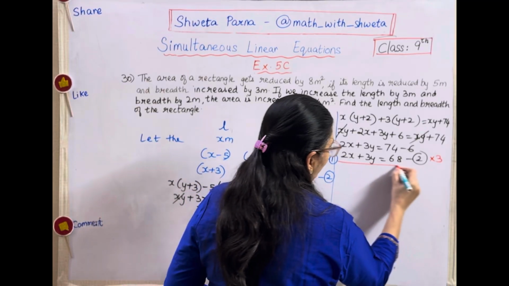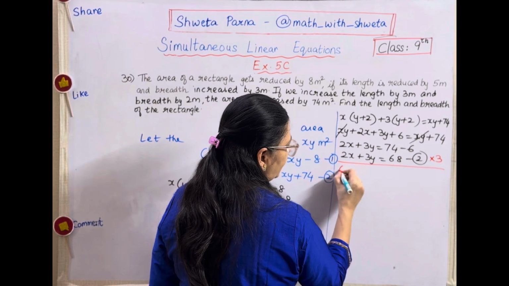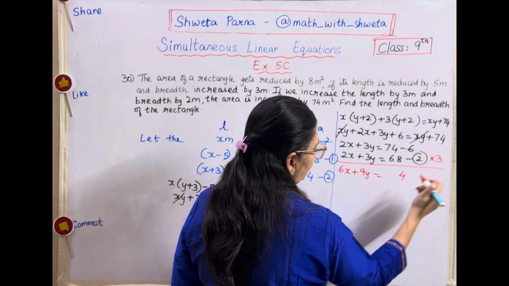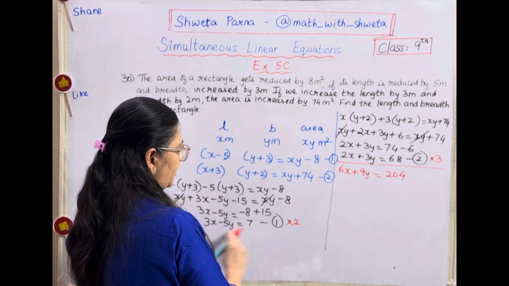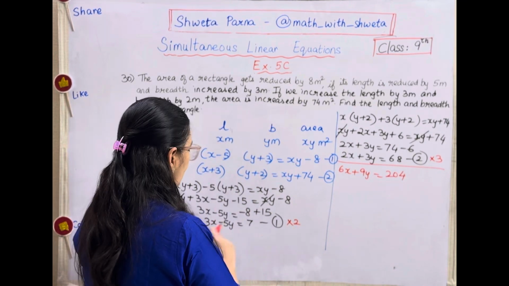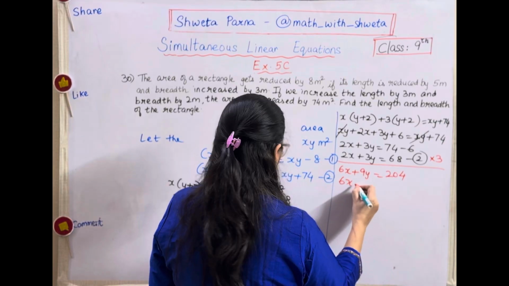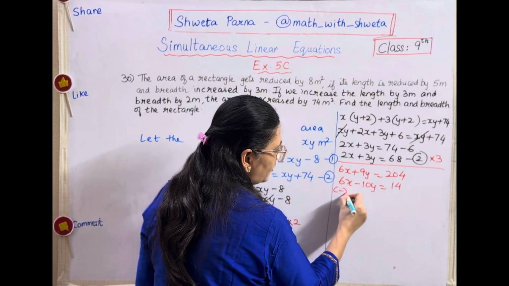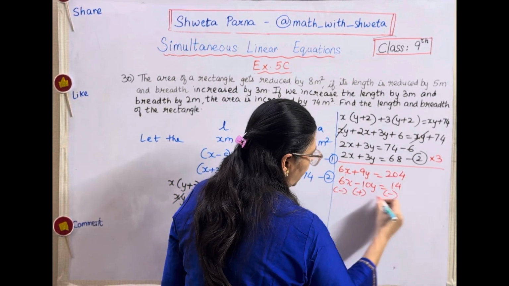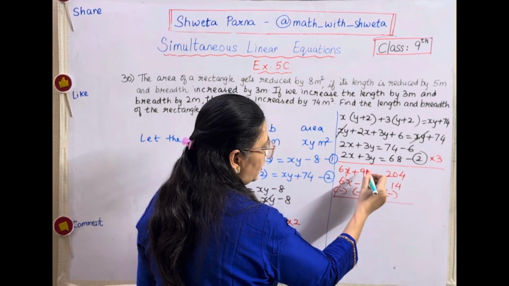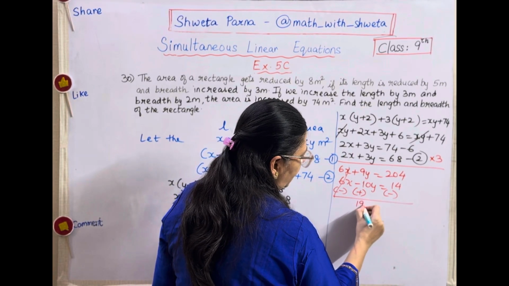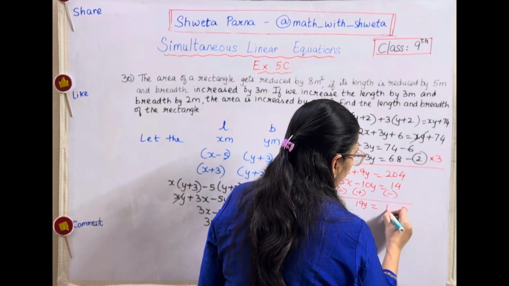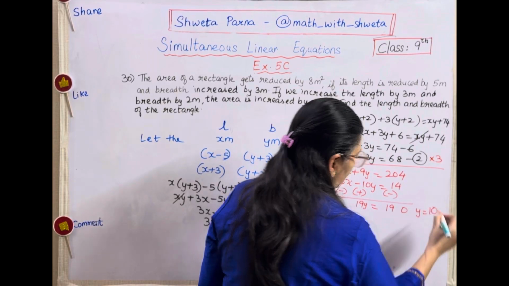If I multiply, what will I get? 2x into 3 is 6x plus 9y is equal to 8 3s are 24, 2 6 3s are 18, 19, 20. Same way, this you are multiplying by 2. So 3x into 2 is 6x minus 10y is equal to 14. Change the sign since they are similar sign. Plus minus. This gets cancelled. 9y plus 10y is 19y is equal to 204 minus 14, 190. So y is equal to 10.